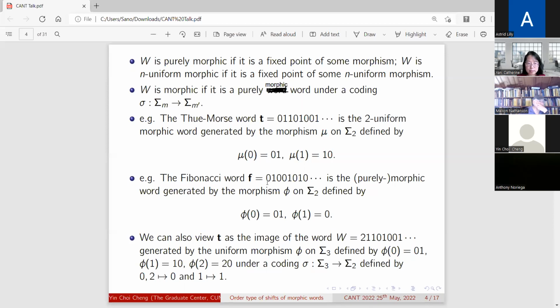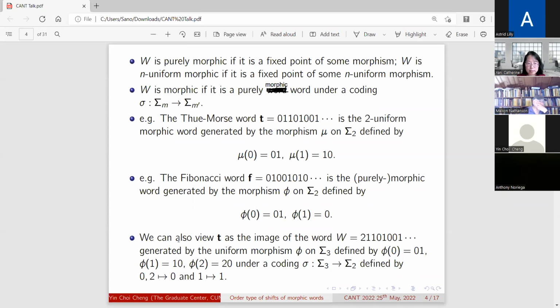The Fibonacci word with prefix 01001010 is the purely morphic word generated by the morphism phi, once again over sigma 2, defined by phi of 0 equals 01, phi of 1 equals 0. And note that any purely morphic word and uniform morphic word is also considered as a morphic word if we pick the identity coding.